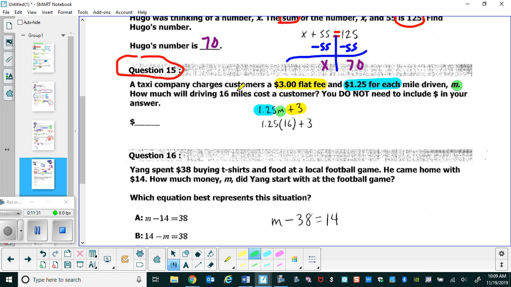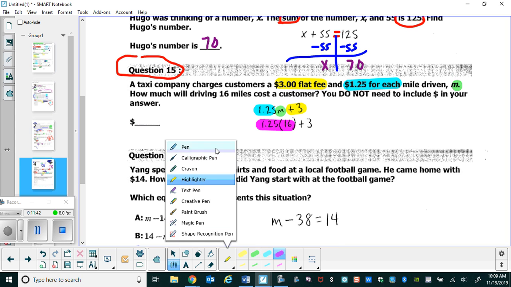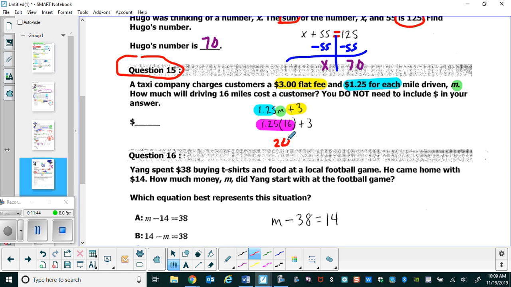So if we travel 16 miles, what we're going to do is multiply 1.25 by 16. And when you multiply 1.25 by 16, what you get is 20. So that part would be $20. But we still have to add the flat fee that's on the meter when you already get into the cab. So this is going to be $23 total.